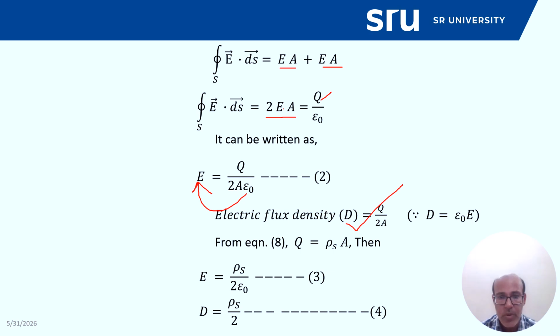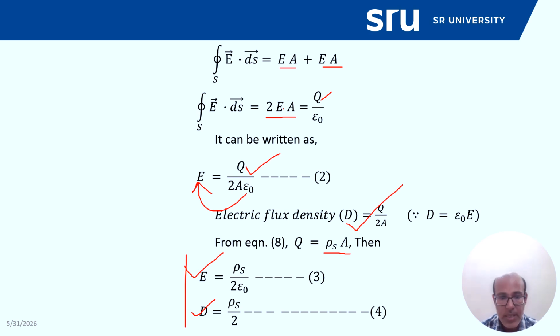Now what we have to do is, as we have done in the previous case, instead of Q, we have to write in terms of rho S. We know already Qs is equal to rho S into A. So instead of Q, we have written rho S into A. So A and A get cancelled, rho S by 2 epsilon naught remains, and epsilon naught goes to the other side. This is your D.